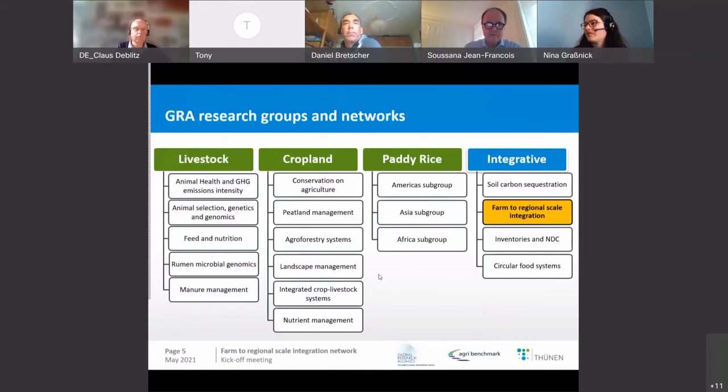And maybe something of interest: these two other networks, the Inventories and NDC Network and the Circular Food Systems Network, also meet this month. So if you're interested to join these meetings, just write me a message. Yeah, Jean-François, I don't know if you want to add something here.